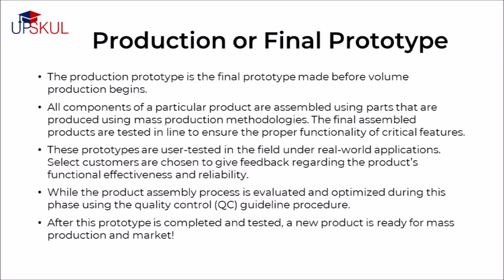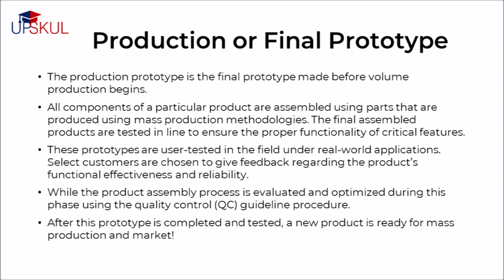The production prototype is the final prototype made before volume production begins. All components of the particular product are assembled using parts that are produced using mass production methodologies. The final assembled products are tested in line to ensure the proper functionality of critical features. Quite often, these first-of-the-line products are user-tested in the field under real-world applications. Select customers are chosen to give feedback regarding the product's functional effectiveness and reliability.